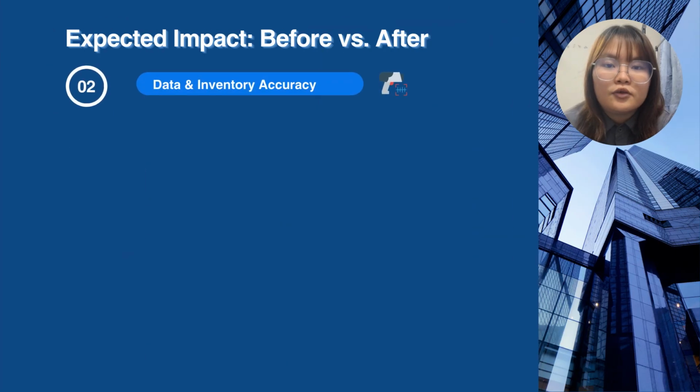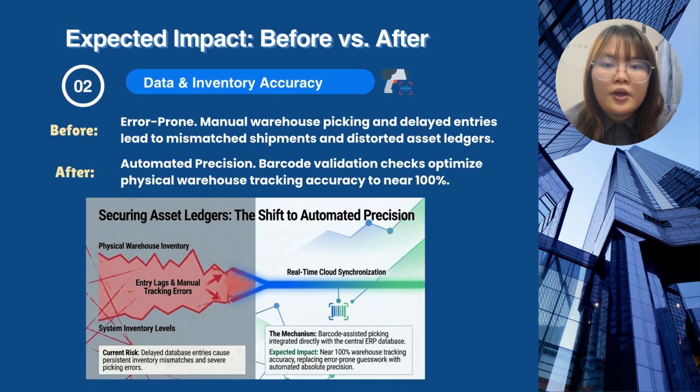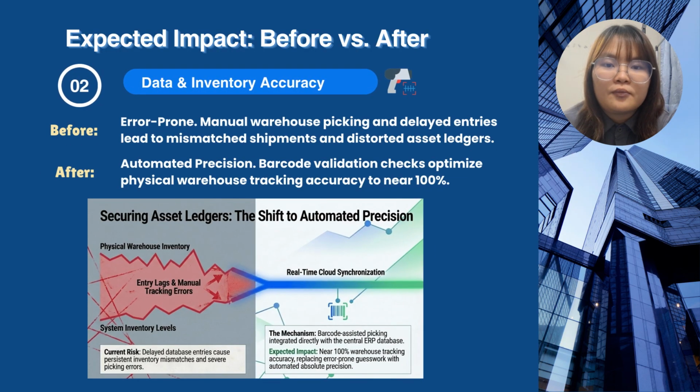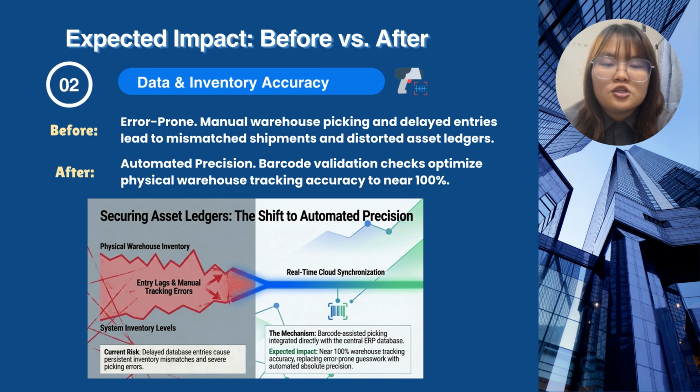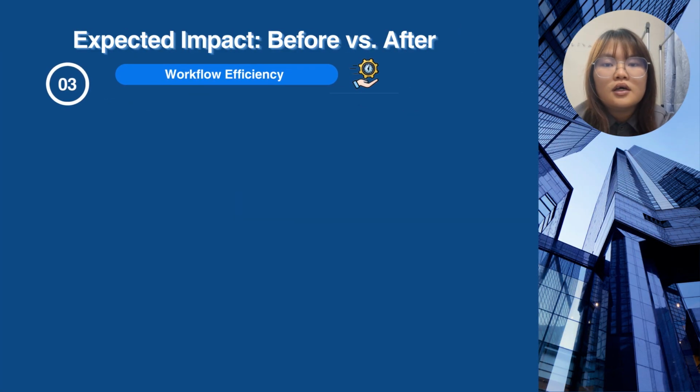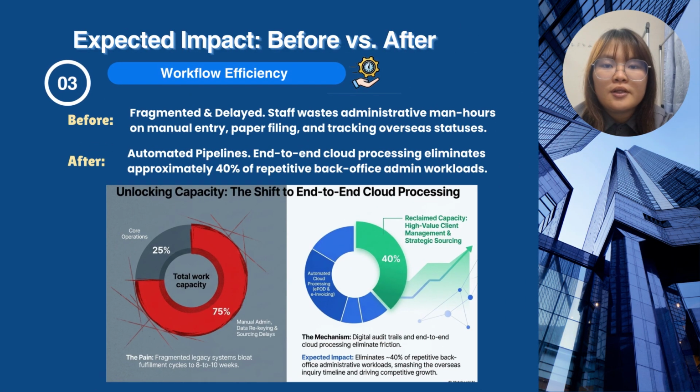Second, in data and inventory accuracy, we replace error-prone manual tracking and data entry with automated precision, locking down warehouse tracking accuracy near 100% and protecting the asset ledgers. Third, in workflow efficiency, instead of a fragmented and delayed pipeline, end-to-end cloud processing eliminates approximately 40% of repetitive back-office administrative workloads while shortening the overseas inquiry timeline.